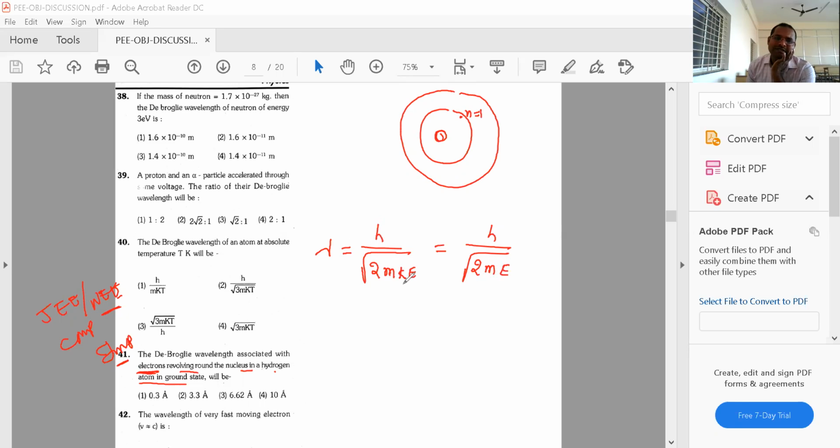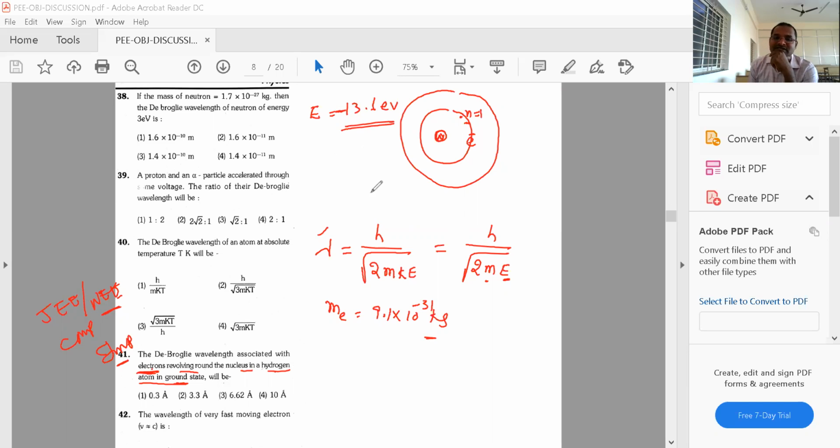Clear? So here this is an electron, and this is the nucleus. Mass of electron we know, 9.1 into 10 to the power of minus 31 kg. Now for finding lambda, we need to know E. What is E? They are mentioning that it is revolving in a hydrogen atom, that too in ground state. We know in the ground state the hydrogen atom energy is minus 13.6 electron volt. This is the energy. Are you understanding?